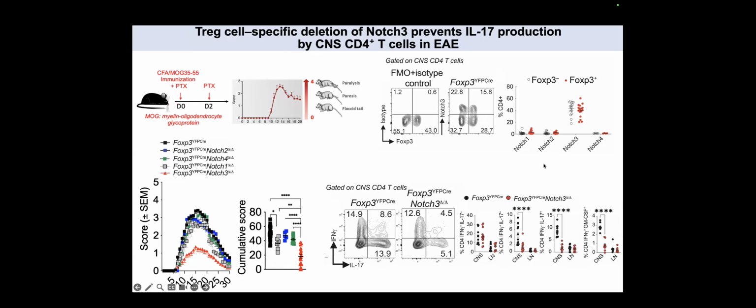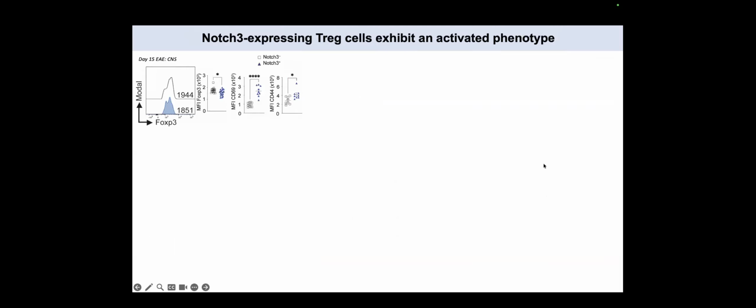To go further, we decided to characterize the Notch3 positive Treg population in the CNS at the peak of the disease, and we did an immune phenotyping analysis. First, we find that the Notch3 positive Tregs express a lower level of FOXP3 in the CNS. This is associated with an activated phenotype, as you can see with the upregulation of CD69 and CD44.